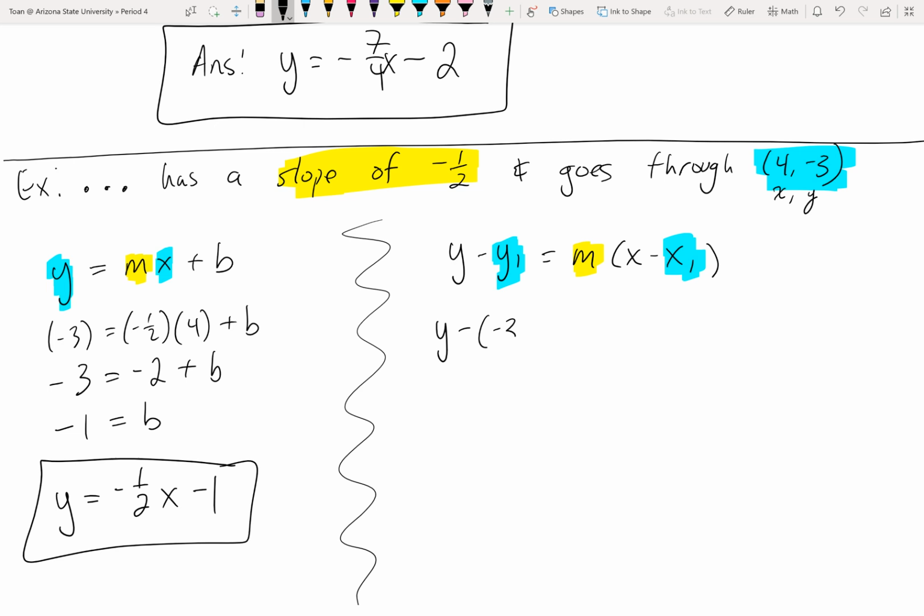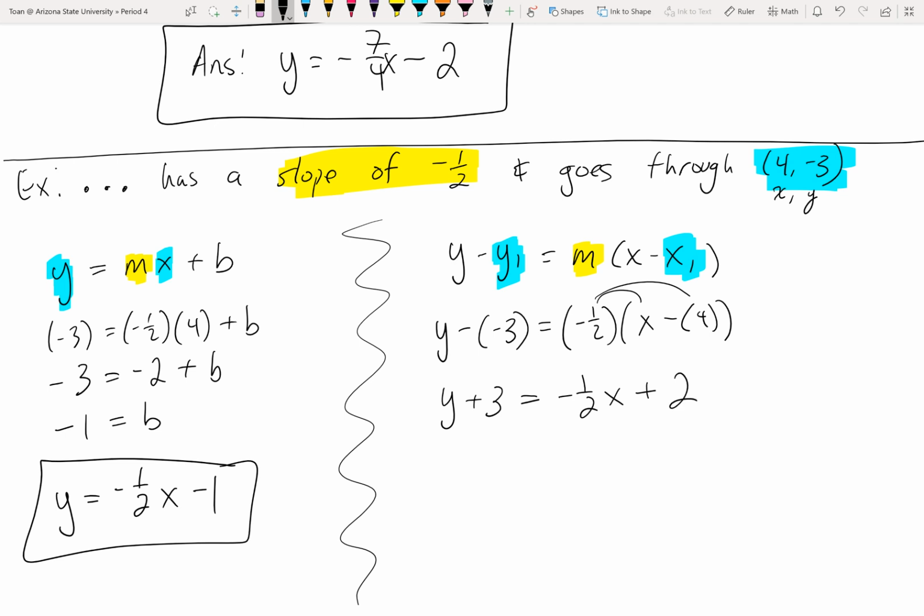Y minus a negative 3, that's your y, equals my slope was negative 1/2, x minus a 4. Get into the habit of using parentheses when you substitute. It lets you see those double negatives. So we get y plus 3 equals, distribute the negative 1/2, negative 1/2 x, and a negative 1/2 times a minus 4 is a positive, 1/2 times 4 is 2.